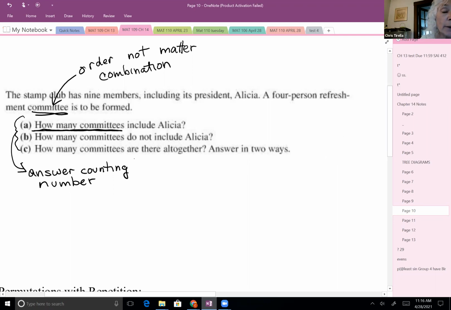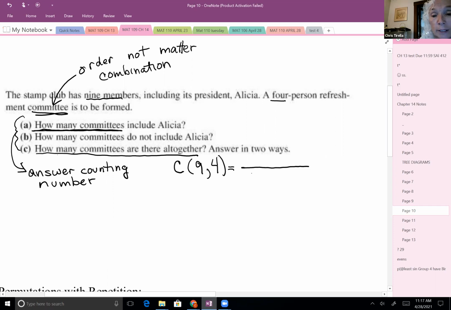I'm going to start with this one, looking at part C first. How many committees are there altogether? Well, we said it's a combination. We have 9 members, and we want to choose 4. So 9 combination 4, as we were just looking, that second number goes factorial in the denominator, 4, 3, 2, 1. And we want the first 4 factors of 9 factorial in the numerator, 9, 8, 7, 6.